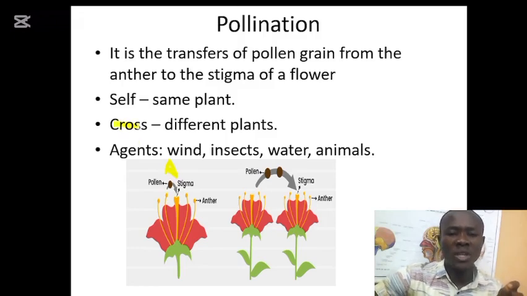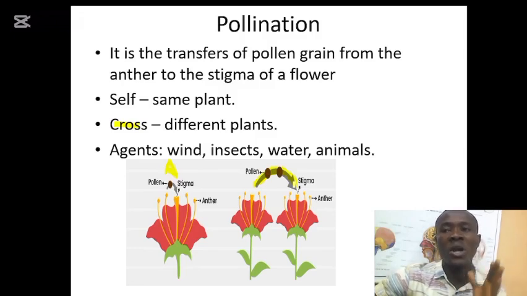And in cross-pollination, the pollen grain transfers from the anther of a flower to the stigma of another flower of a different plant, not the same plant, but it has to be of the same species. For example, the pollen grain from a mango will only pollinate another mango, not from mango to orange or from orange to mango. It has to be of the same species, mango to mango, orange to orange.